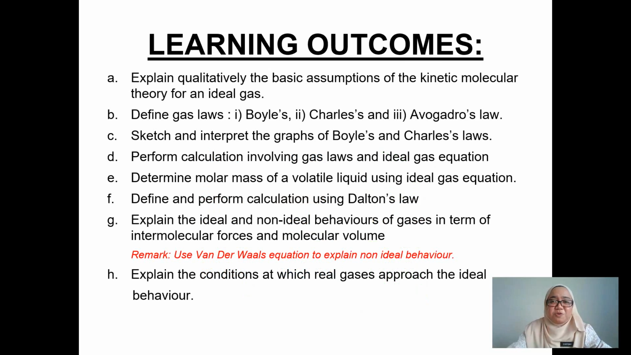In this chapter, you are going to learn to explain qualitatively the basic assumptions of the kinetic molecular theory for an ideal gas, and define the gas laws: Boyle's, Charles's, and Avogadro's law. Next, you are going to sketch and interpret the graphs of Boyle's and Charles's law, and perform calculations involving gas laws and the ideal gas equation. We are going to determine the molar mass of a volatile liquid using the ideal gas equation, which is derived using the combination of all the gas laws that you will learn after this.